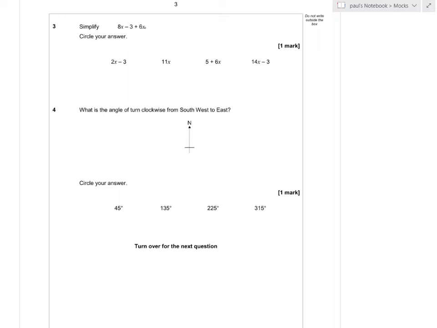8x minus 3 plus 6x. Simplify. So 8x and 6x is 14x minus 3. So we'll go for that one.